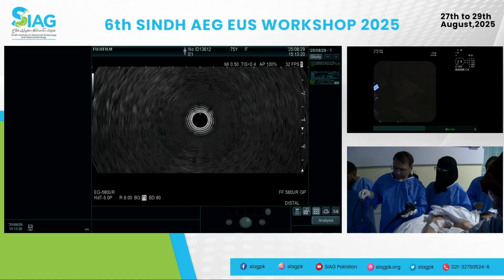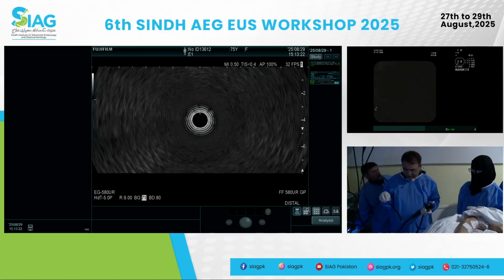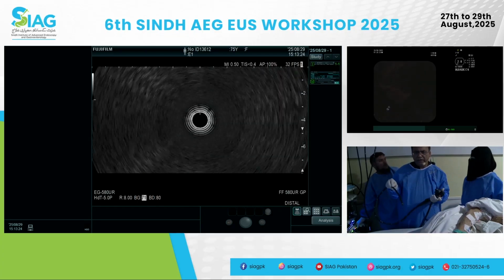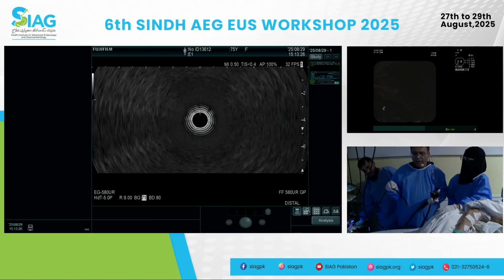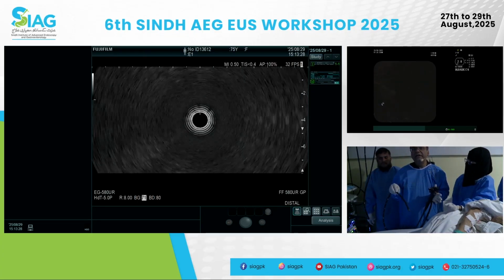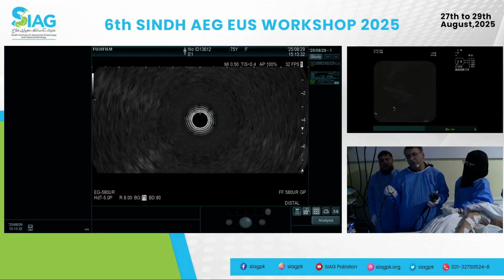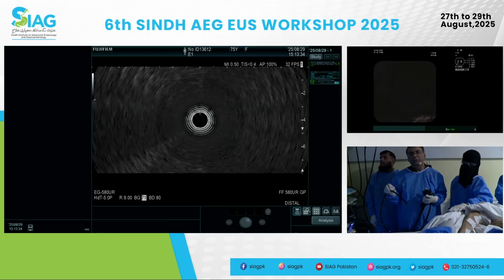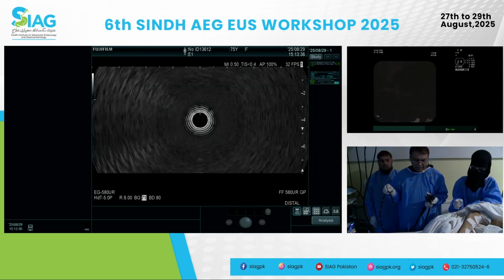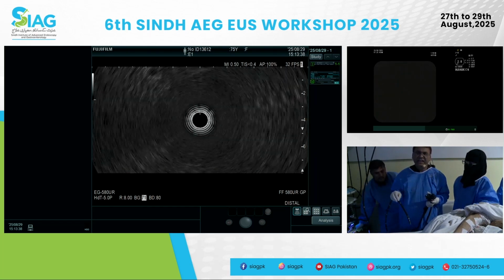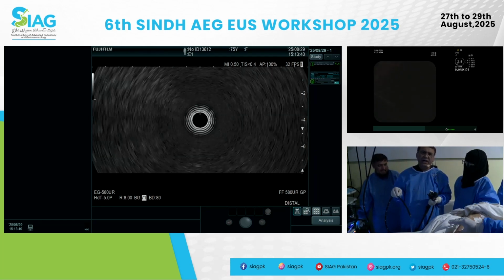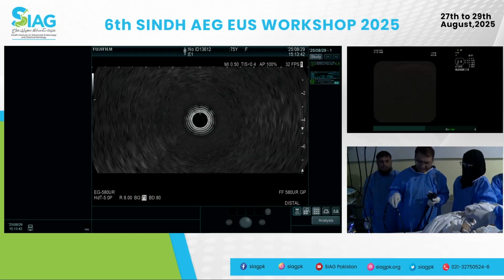So for rectal EUS, what I usually use is the radial scope. Radial scope definitely requires a balloon on it, and if needed, we can instill water into the lumen of the rectum to have a better coupling. But many times you usually don't need it.